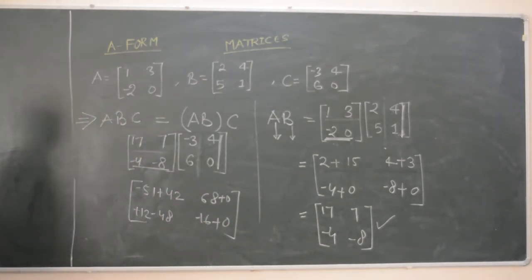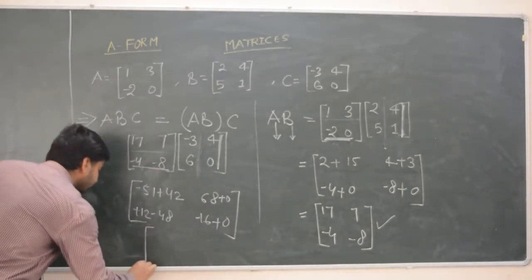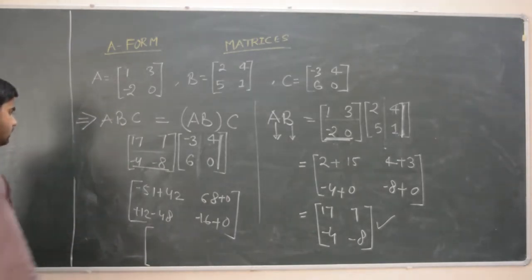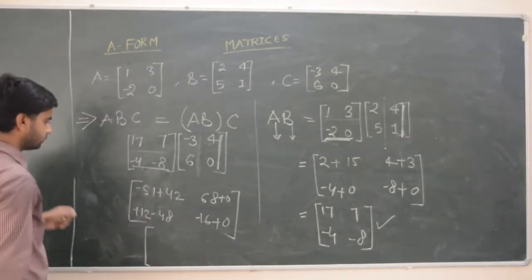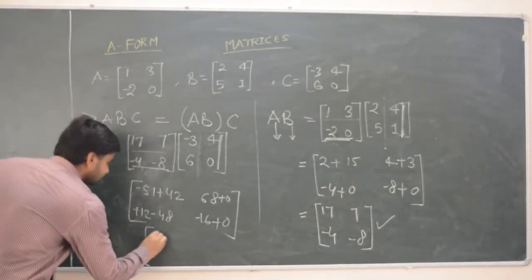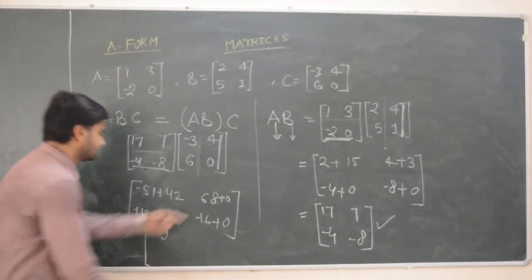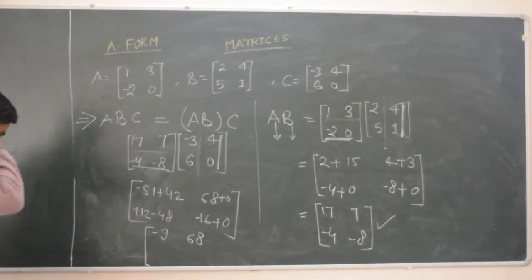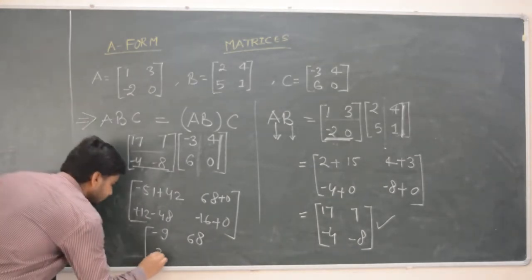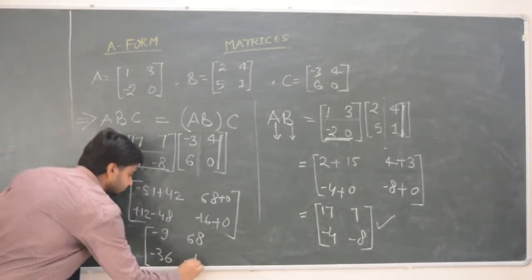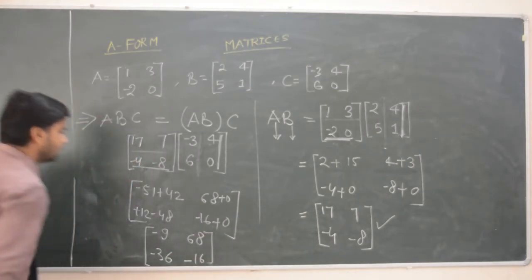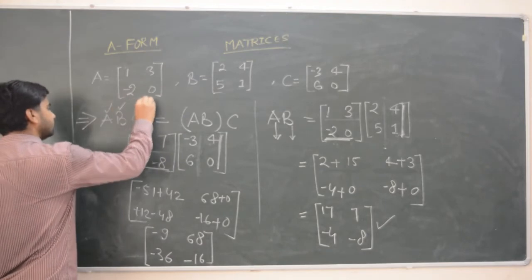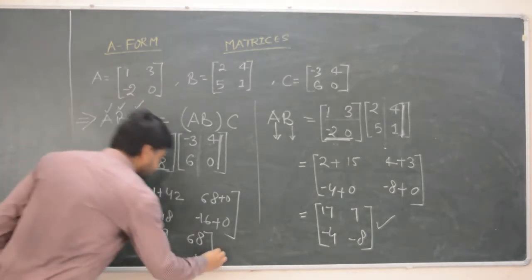Okay, so finally we will get the value of product ABC as minus 51 plus 42. So this will be minus 9, and here we will get 68. Here we will get 12 minus 48. Okay, so this will be minus 36. Here we will get minus 16. So this is the answer, the product of three matrices A, B and C. So this will be the answer of ABC.